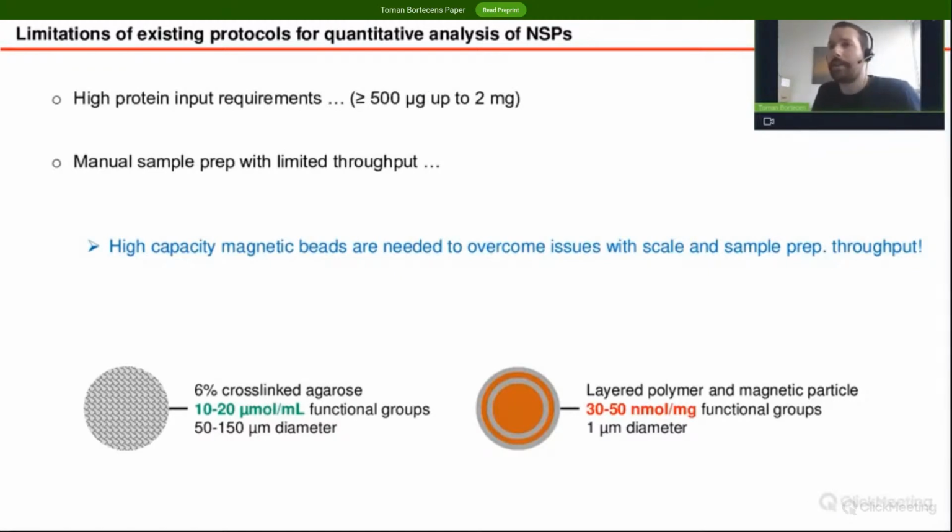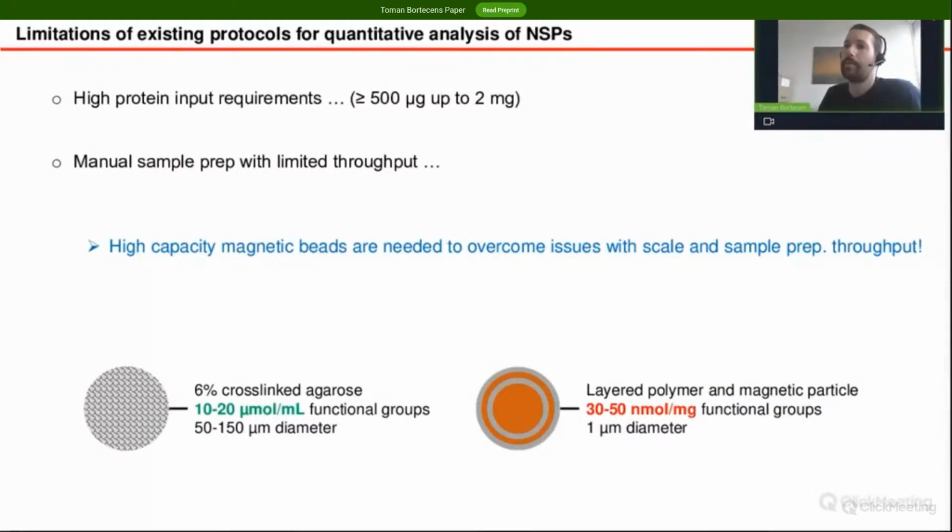So, as I mentioned, due to the high protein input requirements and also the limited throughput through manual processing, we sought to essentially improve the enrichment strategy by finding a more suitable bead type. And our end goal was essentially to scale down the dimensions of this enrichment procedure in the sample prep and also potentially to automate it.